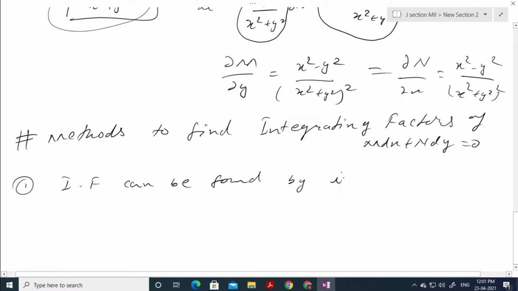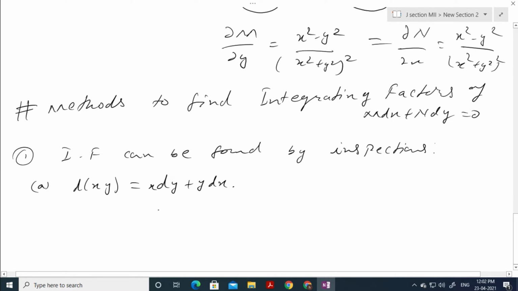Some formulas you have to remember here. These are not formulas to find the integrating factors. You just have to rewrite the given question, and for this you will require these. So d of xy is what? x dy plus y dx. Is it or not? Yes, ma'am. So if the question is given in this particular form, x dy plus y dx, you can directly write d of xy, and then on integrating you will get xy only.